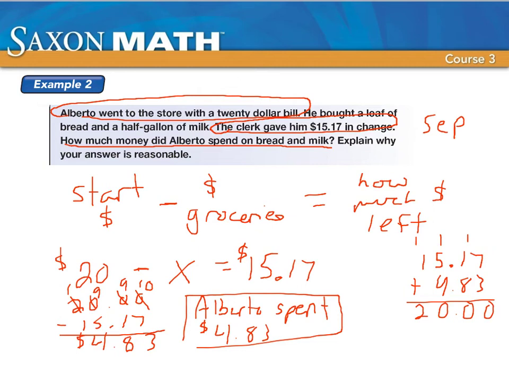Now explain why your answer is reasonable. You just have to say in words why it is reasonable that he spent $4.83. Well, that's a reasonable amount to spend on a half gallon of milk and a loaf of bread. If I would have got $20 for my answer, that's not a reasonable amount of money to spend on those two things. Okay, let's go on to another example.